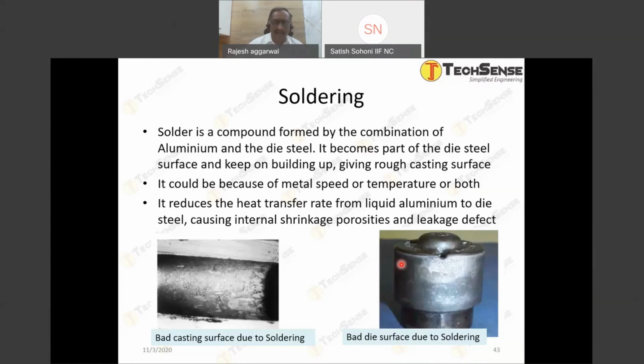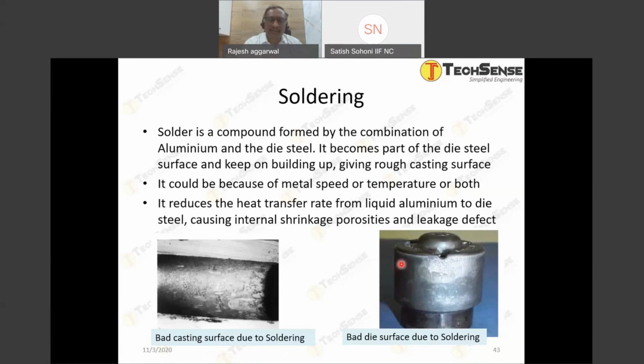And one more important point, when we do the die coat, the intention of the die coat, as we explained earlier, is to provide a bonding or a coating to protect the die steel surface. Right? If the coating is not done properly, the die steel surface will directly come into touch with the liquid aluminum and may still stick and build up the soldering on the surface of the die.